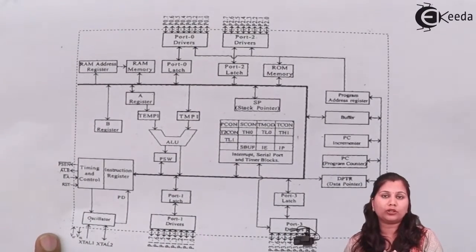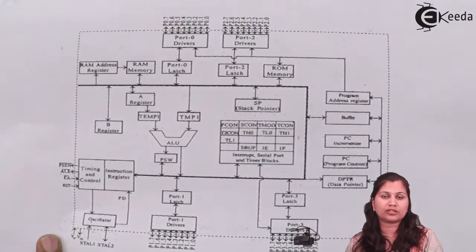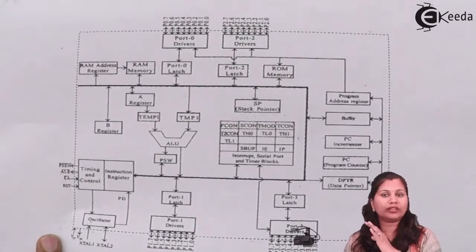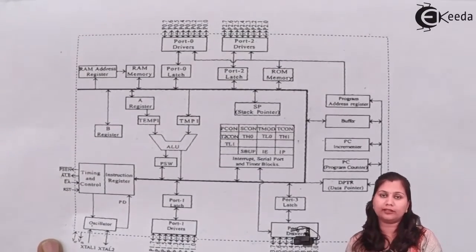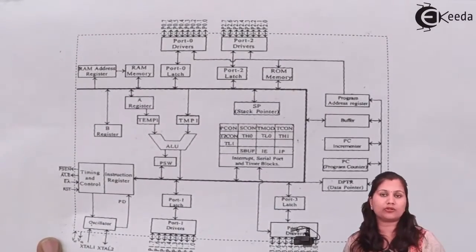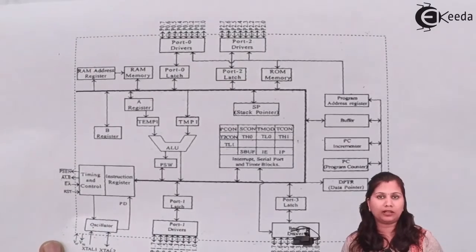So when the microcontroller is executing the instructions, it will get to know where the next instruction is written, so that the sequence of execution of the program will be continued.